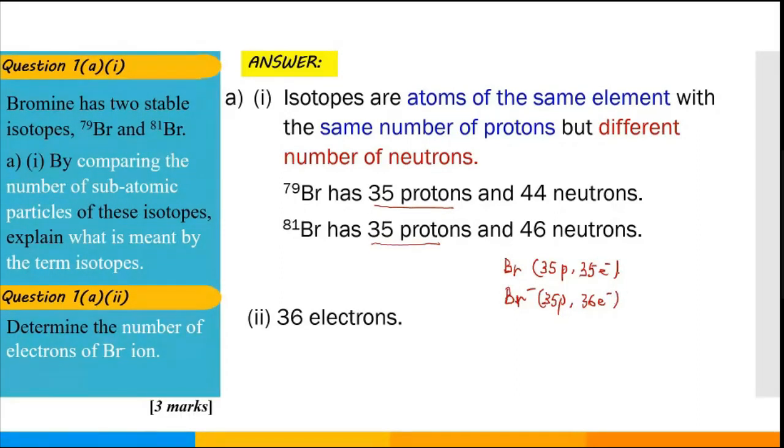So in the formation of ion, remember what is moving in and out of the atom is electron. So electron will change in number, whether it forms anion or cation. The number that changes is the number of electrons. Proton is always constant. So the answer is 36 electrons. And the marks, you can mark your own script. 1 mark for definition, 1 mark for counting the protons and neutrons in both the isotopes, and 1 mark for the answer for A2, 36 electrons.